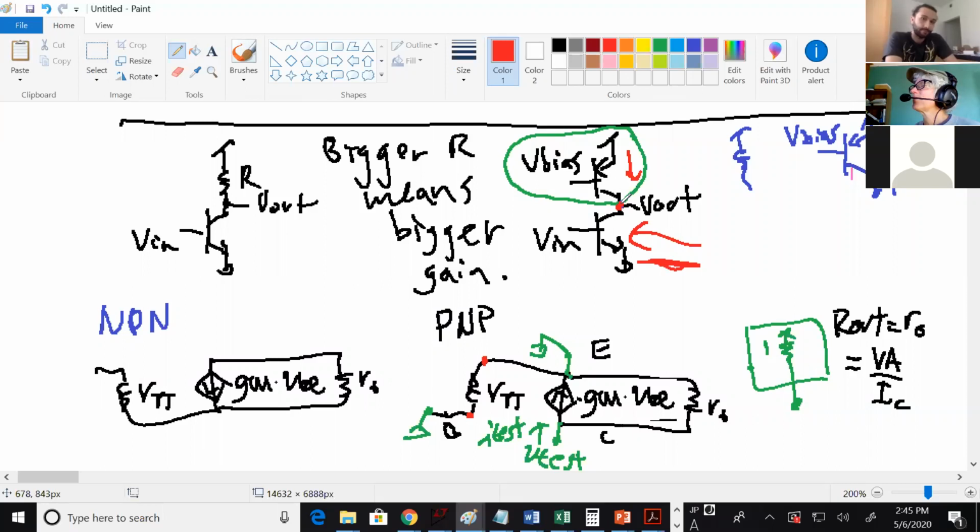Could you try to keep the current through the lower transistor smaller? Yeah, if you bias this top transistor not to conduct very much, then in theory it's acting like a bigger resistor. Okay, but that would be decreasing V bias? Since it's a PNP, it would be raising it. Oh, okay. Yeah, so that can actually give you a steeper gain.